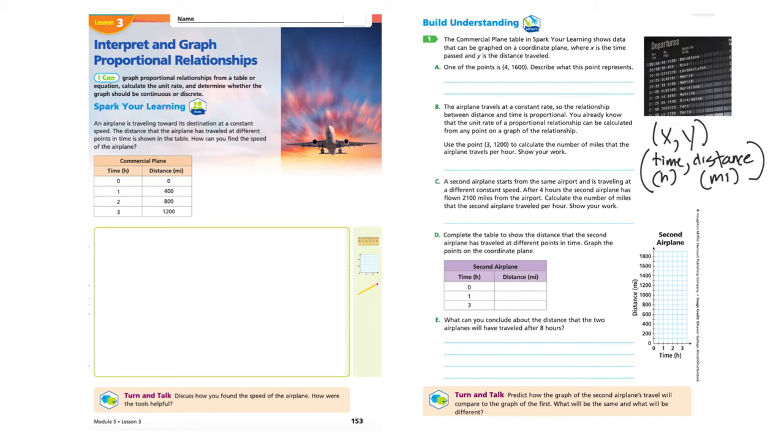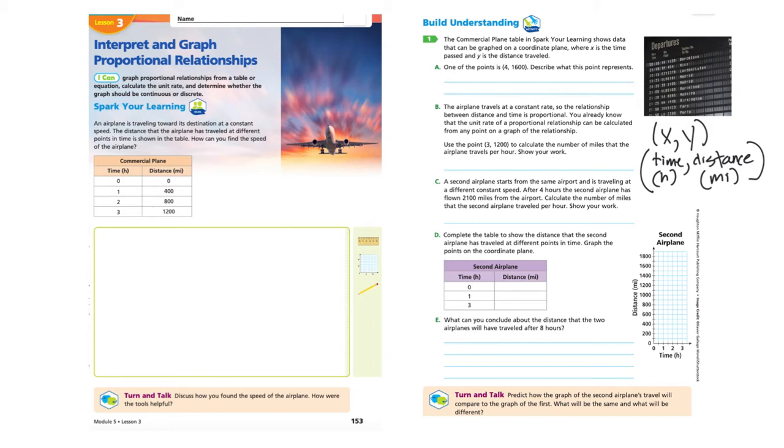So A says one of the points is 4, 1600. So they want you to describe what that point represents. So if you think about it, this is your x. In this case, it would be 4. This is 1600. Tell what that means.